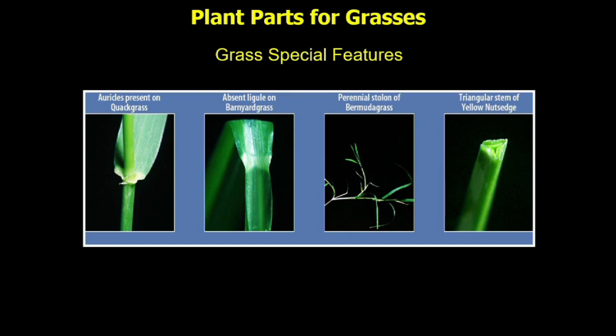Then to the right side of the screen, we're showing a sedge again, just another cross-section of that triangular stem that identifies it as a sedge. Our biggest sedge that we deal with in Indiana is yellow nutsedge. You'll see this weed in turf and agronomic fields, particularly in low spots that don't drain very well, is where a sedge will tend to thrive.